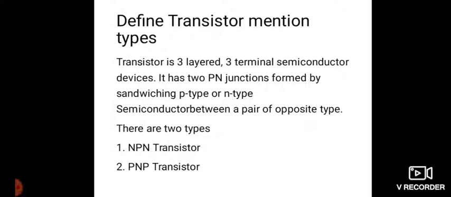So, there are 2 types of transistors, NPN transistor and PNP transistor, and the transistor has 3 terminals: emitter, base and collector. The emitter is the terminal extracted from the left side semiconductor layer, the collector is the terminal extracted from the right side semiconductor, and the base is the terminal extracted from the middle layer semiconductor.